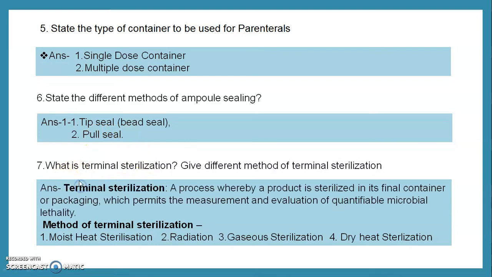Then the next question is: what is terminal sterilization? Give the different methods of terminal sterilization. First of all, we see what is meant by terminal sterilization. It is a process whereby the product is sterilized in its final container or packaging, which permits the measurement and evaluation of the quantifiable microbial lethality. That means they kill. After packaging, terminal sterilization is able to kill bacteria or microorganisms.